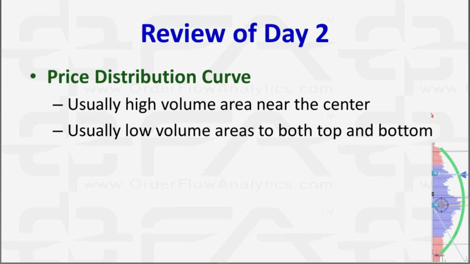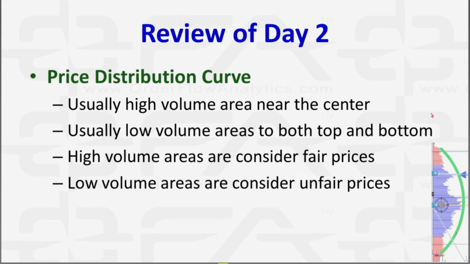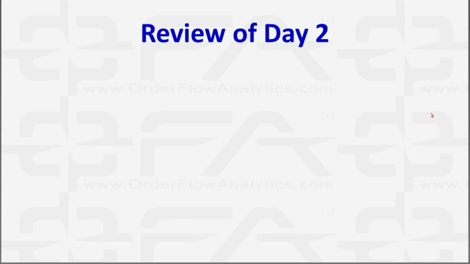On your print, on your order flow chart, you're going to see momentum dots pushing either up or down through that area. And what you need to understand is that when price comes back to that area, it's likely to fill that area out and spend some time there. Again, high volume areas are considered fair prices. Low volume areas are considered unfair prices. All right, 3 minutes.